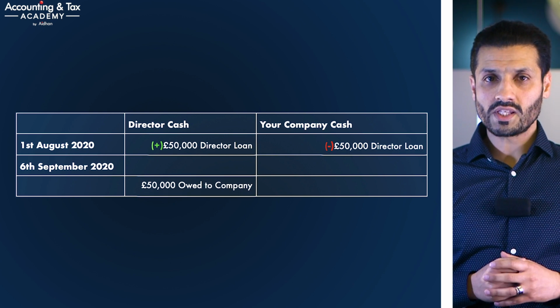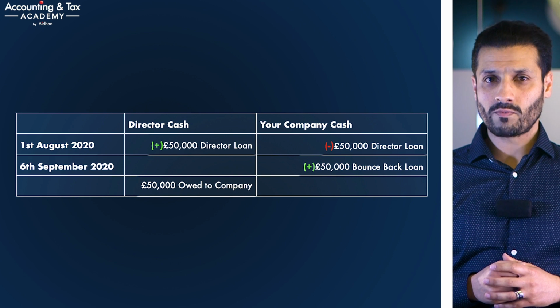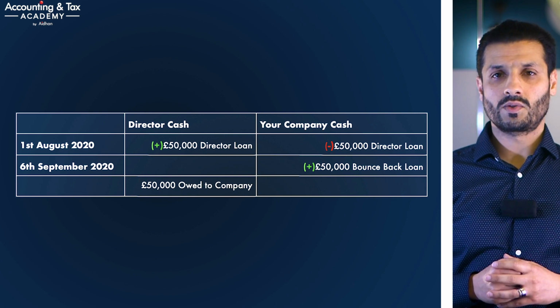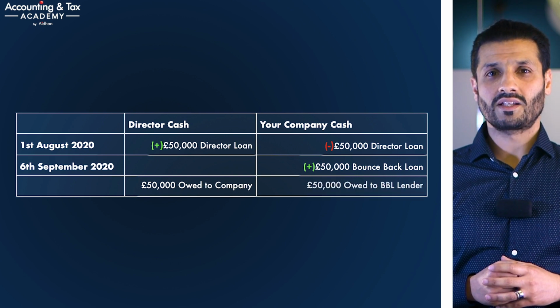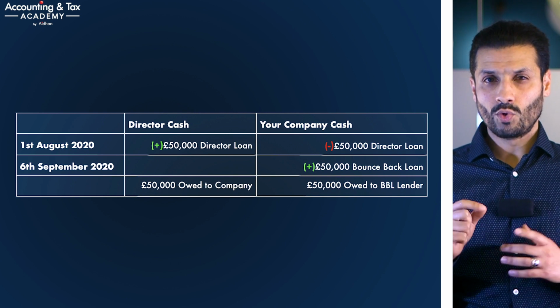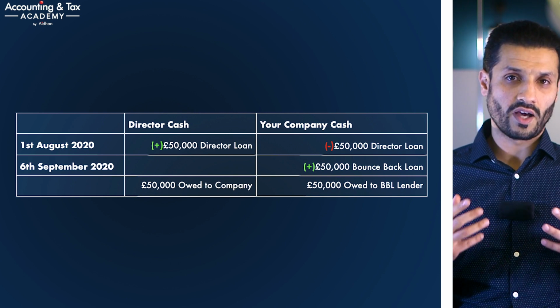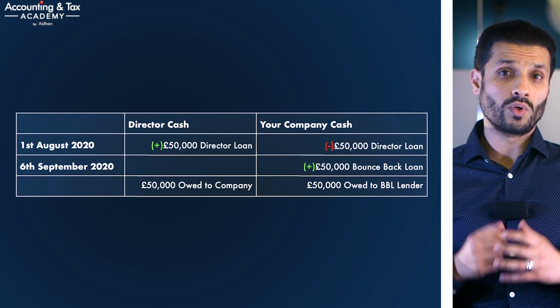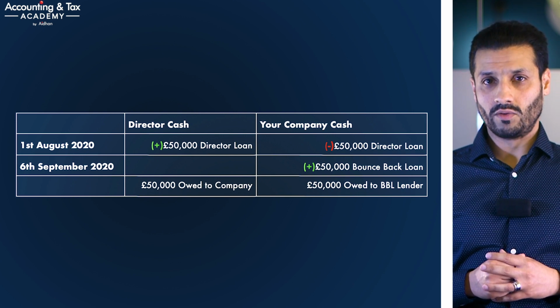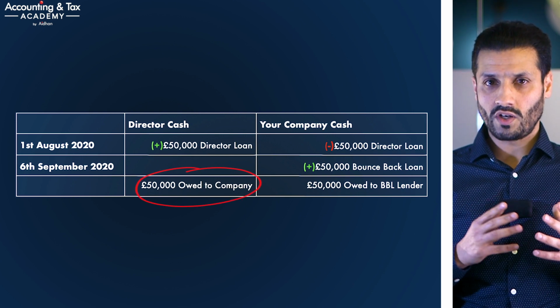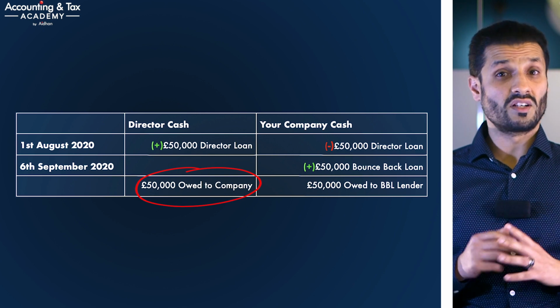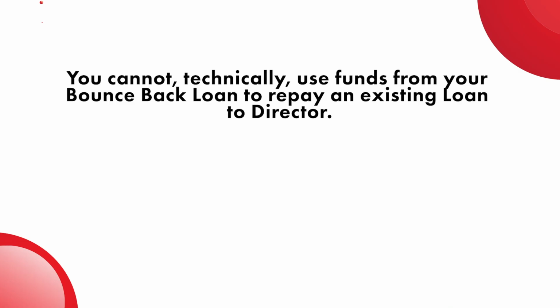So if your company then receives £50,000 from a bounce back loan, let's say on the 6th of September 2020, it is your company that has taken the loan, not you personally. Your company cash increases by £50,000 and a creditor is recorded as your lender for the bounce back loan received. Your situation between yourself and your company with regards to the director loan does not change. So technically, you cannot really use funds from a bounce back loan to repay a loan to director.